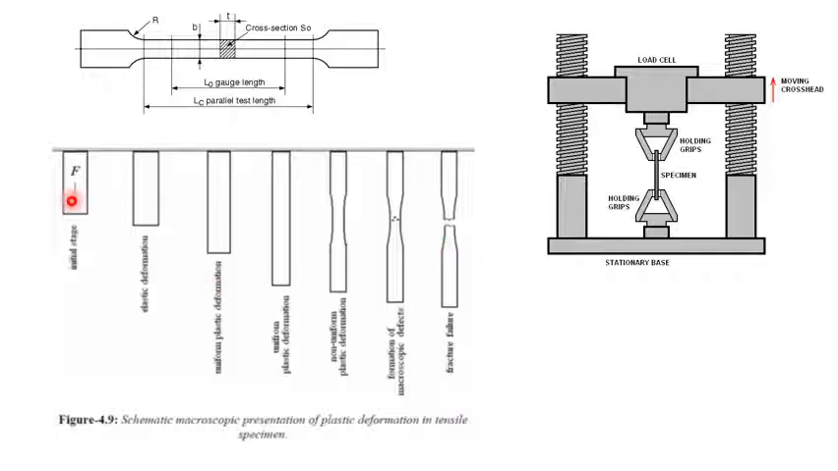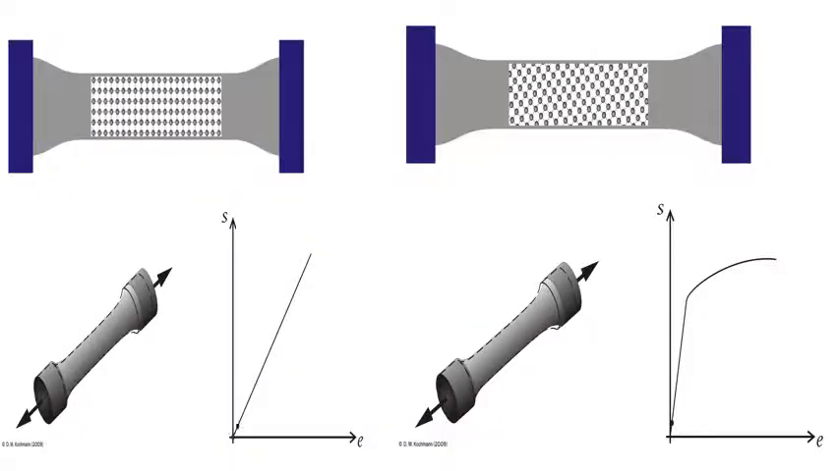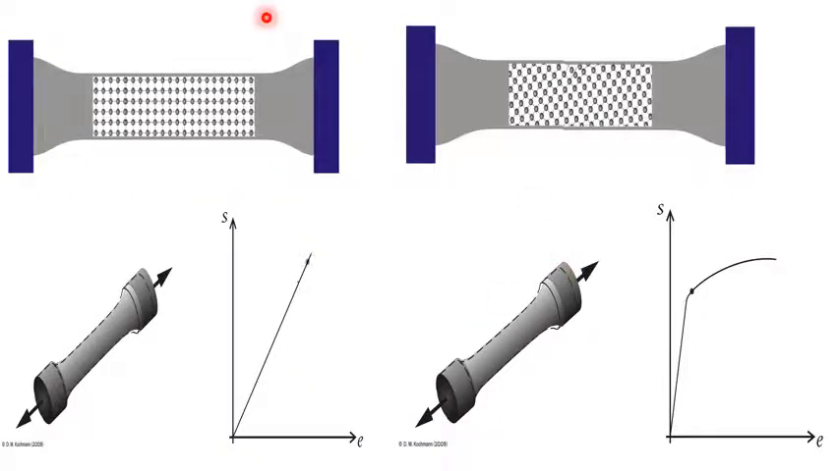If you observe each stage, the length will increase, but the diameter is decreasing. You can say there is an increase in the percentage of length and a decrease in the percentage of area. At a certain point of load, the breakage or failure of the material is going to take place. So you can see it here.